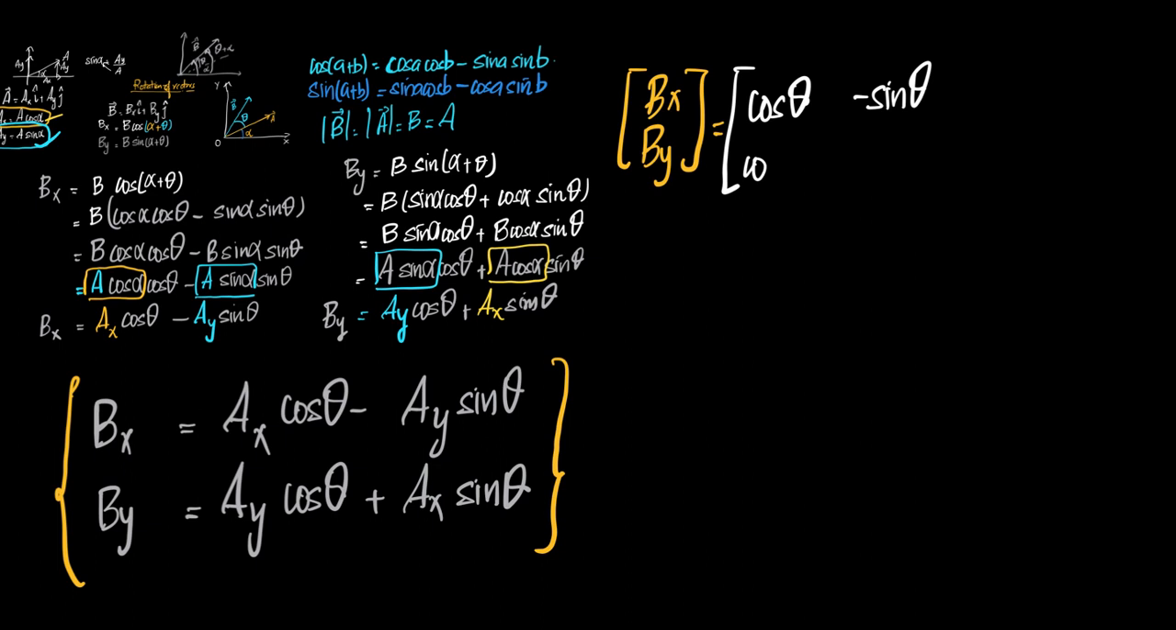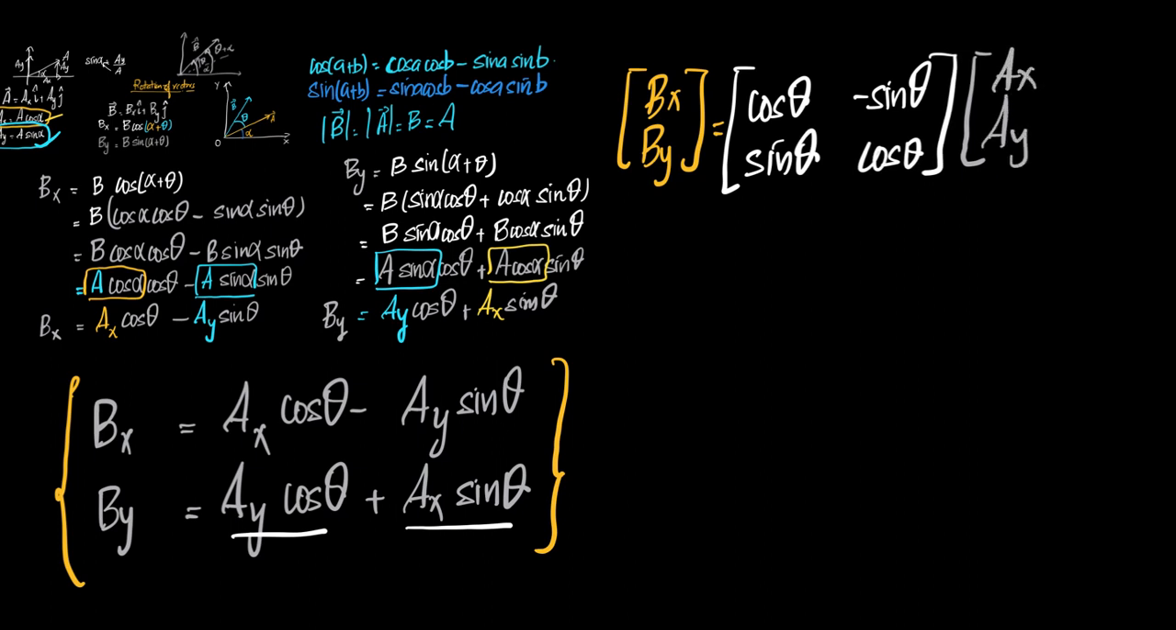Wait, am I making any mistake here? Yes, because this should be the x component, and this should be the y component. So what we should write here is plus sin theta, and the y component is cos theta, the whole into another matrix which is ax ay. And this matrix is what we call the rotation matrix.